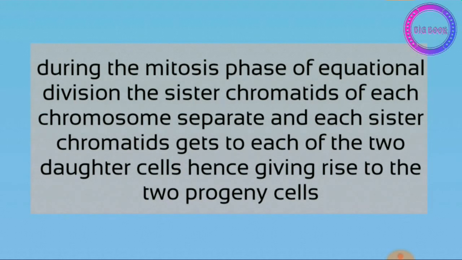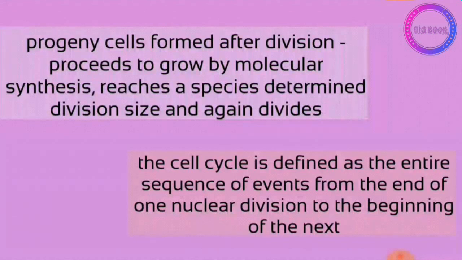So this further leads to the G2 phase. Progeny cells formed after division proceed to grow by molecular synthesis, reach a specific determined division size, and again divide. Now here, after the M phase, the progeny cells are going to form, that is, cytokinesis will take place, where the cytosol and all other organelles will reappear in the progeny cells, and the progeny cells are going to grow by molecular synthesis, such that they reach a specified determined division size and again divide. That is how the mitotic cell cycle takes place.